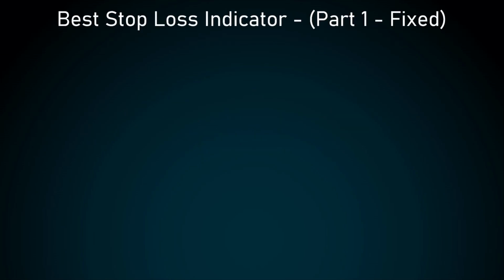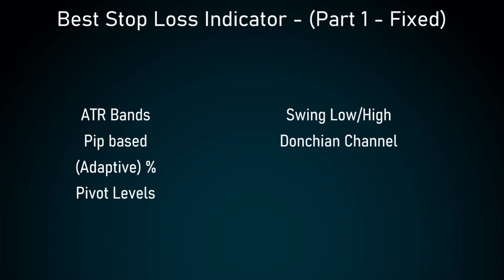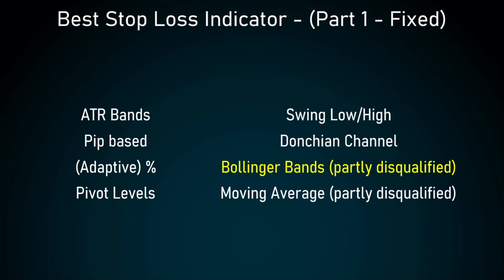I tested 8 different fixed stop loss methods. These are the ATR bands, the pip based, the adaptive percentage based, the pivot level based, the swing low swing high based, the Donchian channel based, the Bollinger Bands based, and finally the moving average based. Now you can see that the Bollinger Bands based and the moving average based are partially disqualified. I will talk more about that later.